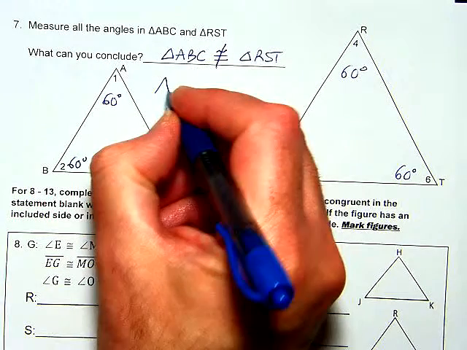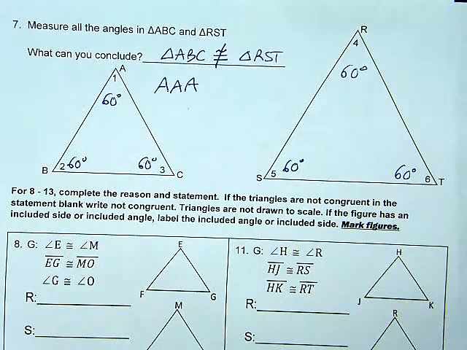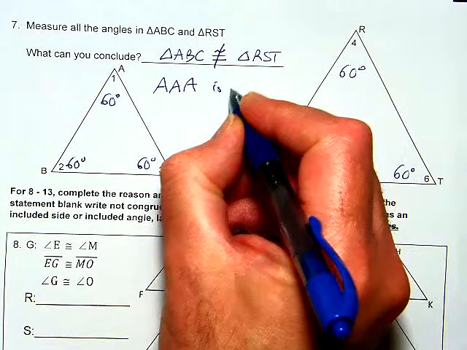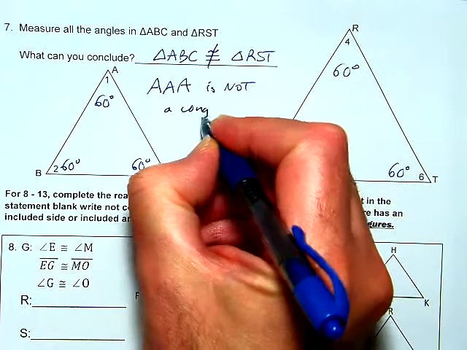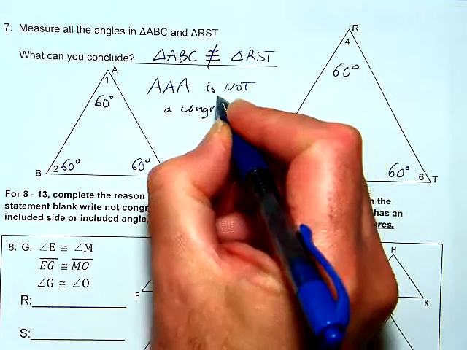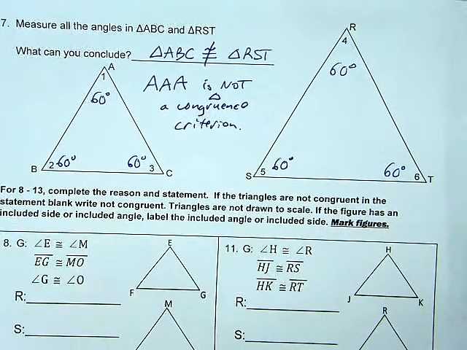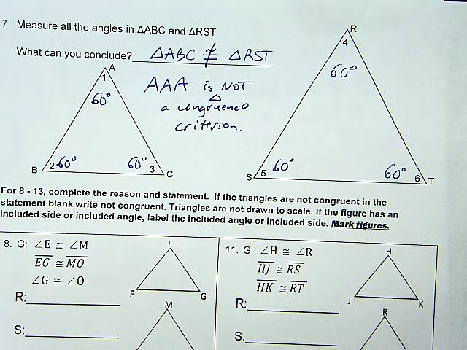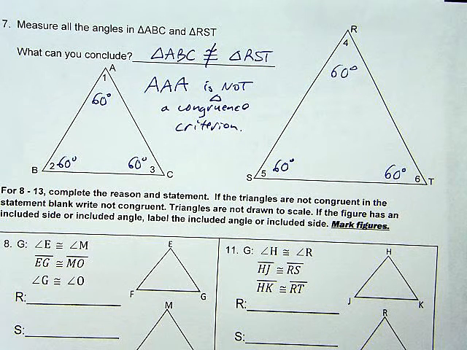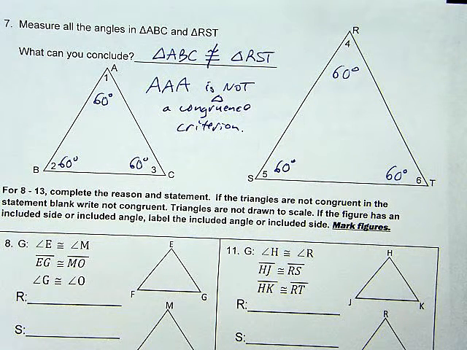So we have here angle, angle, angle. We've got two triangles with corresponding angles all congruent, but the triangles themselves are not congruent. So we have to say that angle, angle, angle is not a triangle congruence criteria. You cannot determine that two triangles are congruent simply because their corresponding angles are congruent. So angle, angle, angle, or AAA, is the first example we've seen where we cannot conclude triangles are congruent.